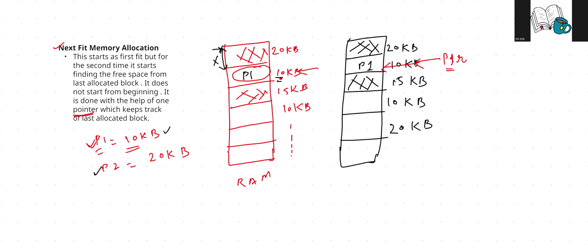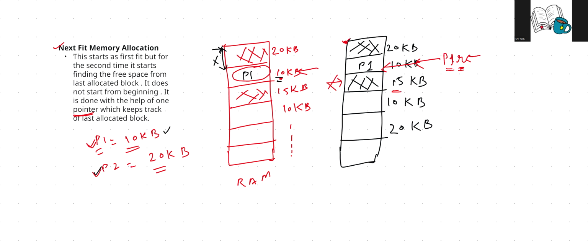So when the second request of 20 KB comes up, your operating system will not start scanning from the 0th address. Now it will start scanning from the place where your pointer is pointing. This pointer will always maintain the record of where your last memory allocation was done. So for process P2, the scanning will start from this block. This block is already allocated to some other process, of 15 KB, so it cannot be used.